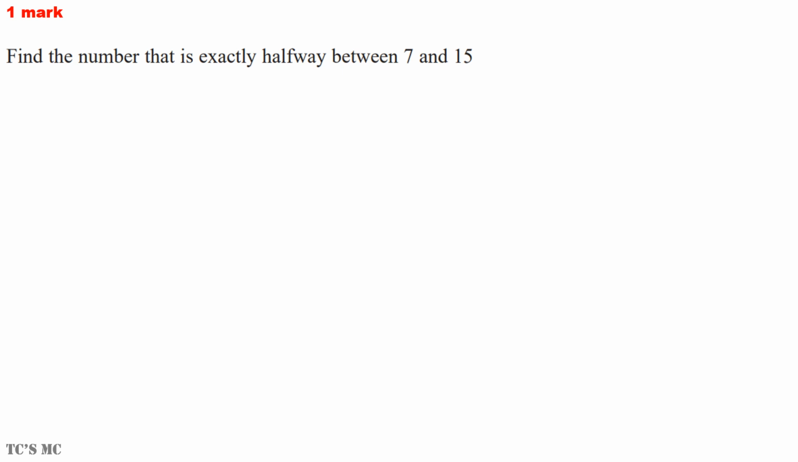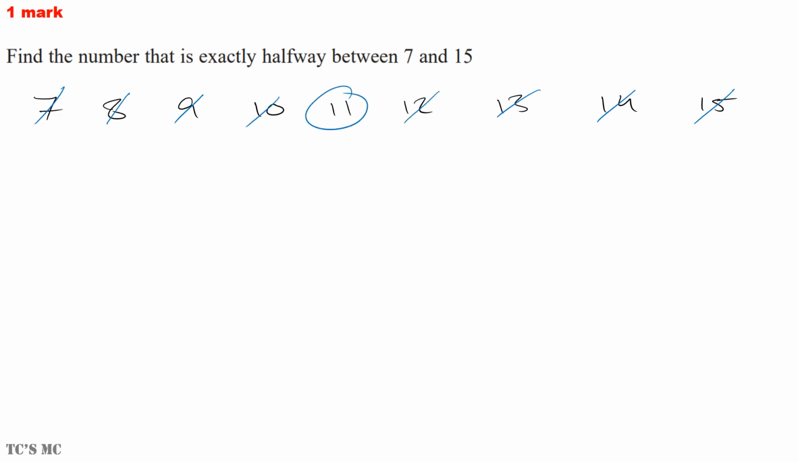Find the number that is exactly halfway between 7 and 15. One method is to list the numbers, so 7, 8, 9, 10, 11, 12, 13, 14, and then 15. And like in median, cross out from beginning and end, and you keep doing that until you've crossed out the same number on both sides, and here we're left with 11. So that's a perfectly fine method.